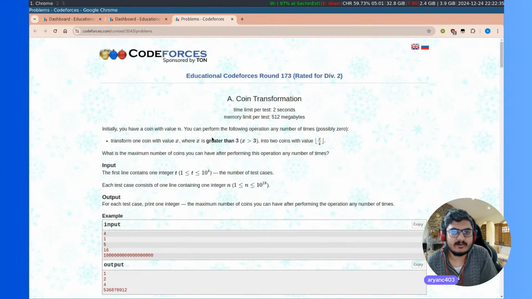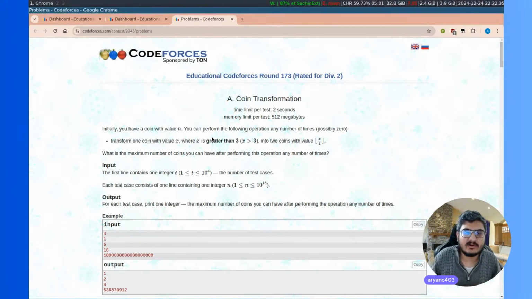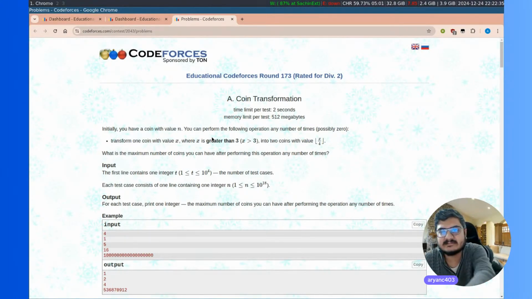So the first problem was: initially you have a coin with value X. You can perform the following operation any number of times: transform one coin with value X, where X is greater than 3, into two coins of value X by 4. And this was the problem statement.